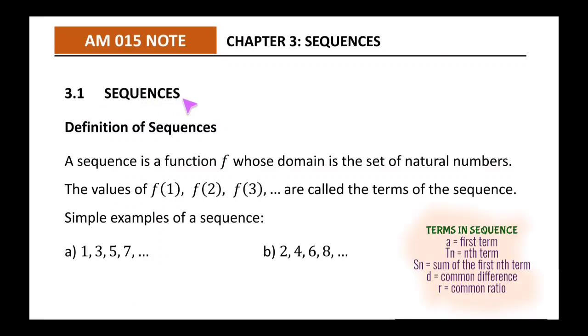3.1 Sequences. Definition of sequences. A sequence is a function f whose domain is the set of natural numbers. The values of f1, f2, f3 and so on are called the terms of the sequence. Simple examples of a sequence: odd numbers 1, 3, 5, 7 and even numbers 2, 4, 6, 8.